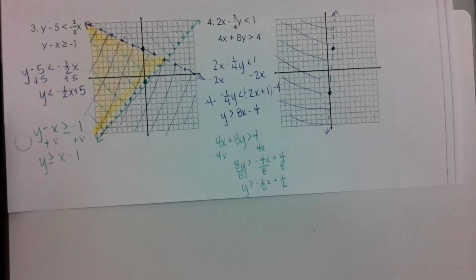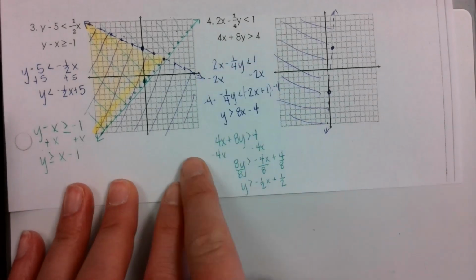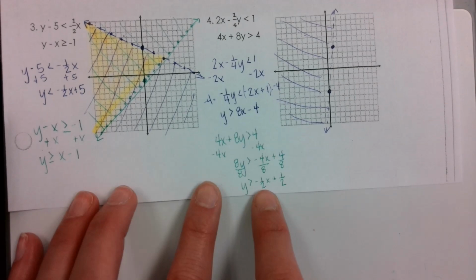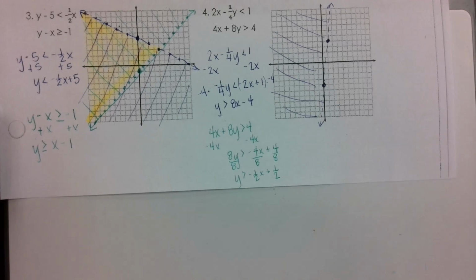And then looking at our second equation, we had to solve that for y as well. So we had 4x plus 8y is greater than 4, and you get y all by itself. You should have ended up with y is greater than negative 1/2 x plus 1/2. Are we okay with that? Yes. Do we have any questions on how we got there or what we did?